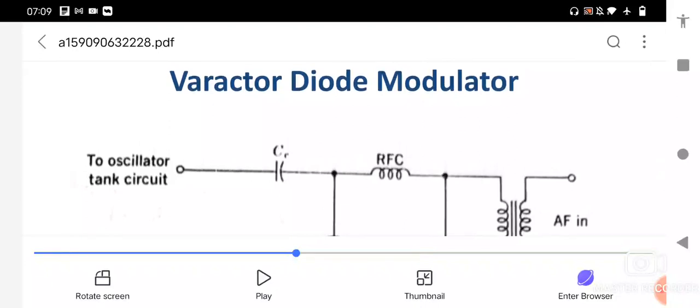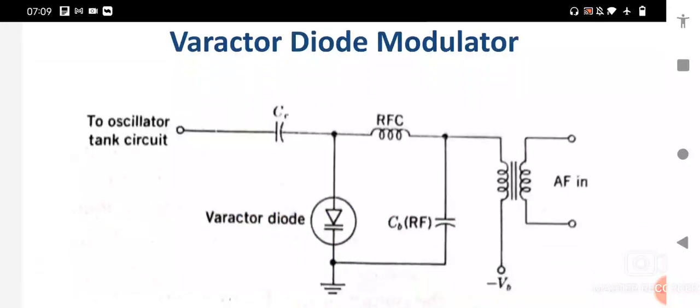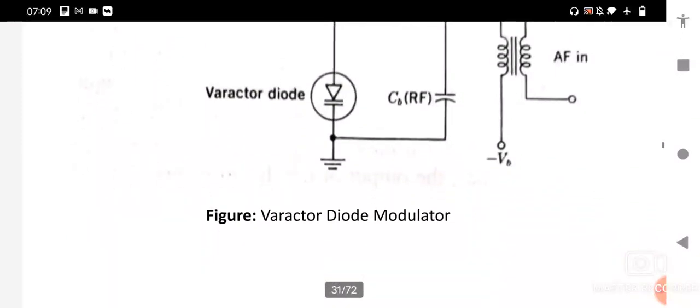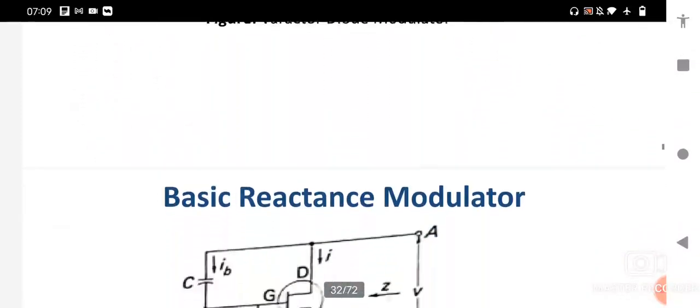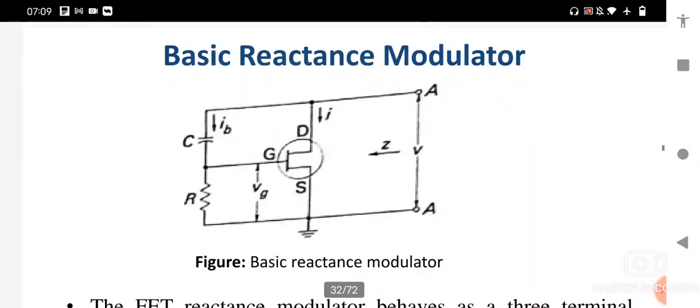One more method is the varactor diode modulator. Observe this figure. Here we have the oscillator tank circuit and varactor. We use the varactor diode, and the resultant signal is the audio frequency output. That is the varactor diode modulator. And one more important method is the basic reactance modulator. By using this basic reactance modulator, we can generate the FM signal. Observe that figure.